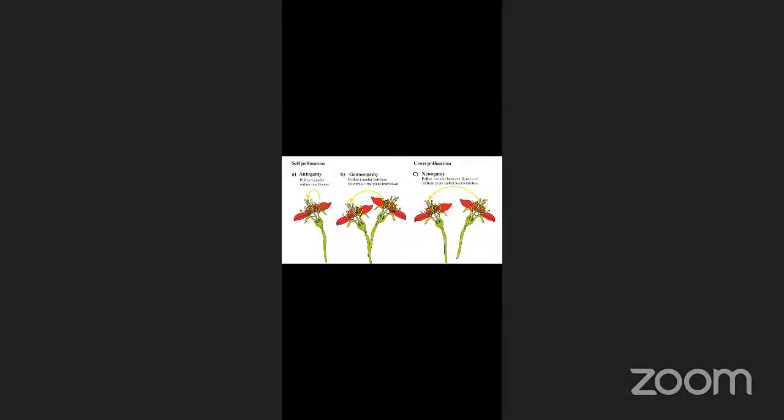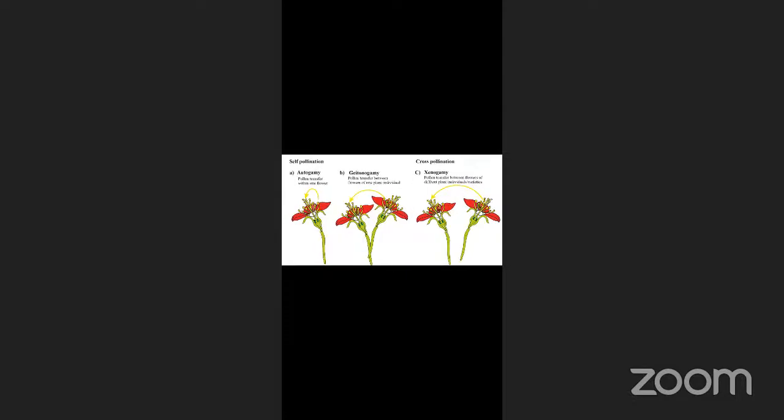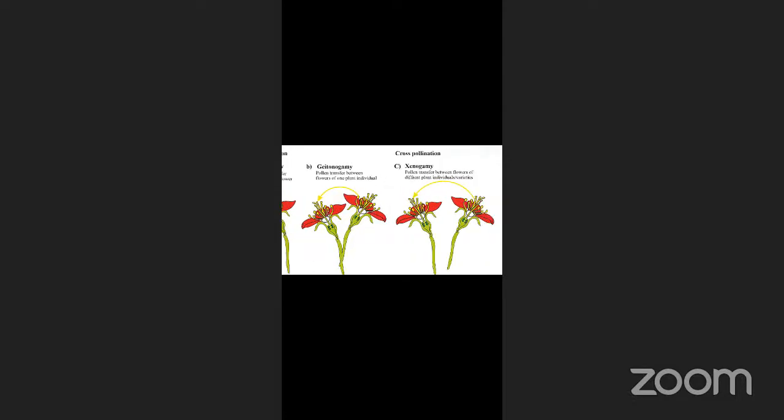Are you able to see this diagram? Yes, sir. First of all, diagram C, xenogamy. In xenogamy, pollen transfers between flowers of different plants. This is important: two different plants. This is plant A and this is plant B. That is called xenogamy. And in geitonogamy, the plant is the same.